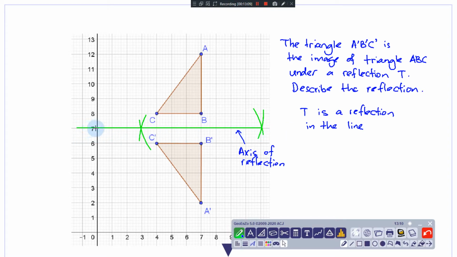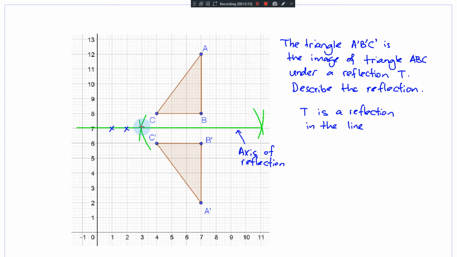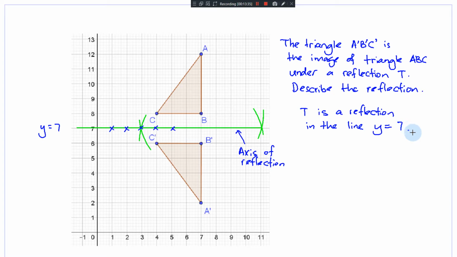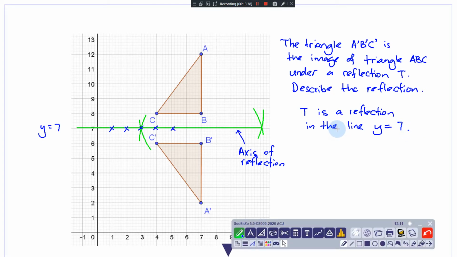So do you notice that the y for any point that falls on this straight line will always be 7. This is 1, 7. This is 2, 7. This is 3, 7. I mean the coordinates. And this is 4, 7. This is 5, 7. So the equation of this straight line will be y equal to 7. So T is a diffraction in the line y equal to 7. So this is the way we describe a diffraction. We need to mention the axis of diffractions.